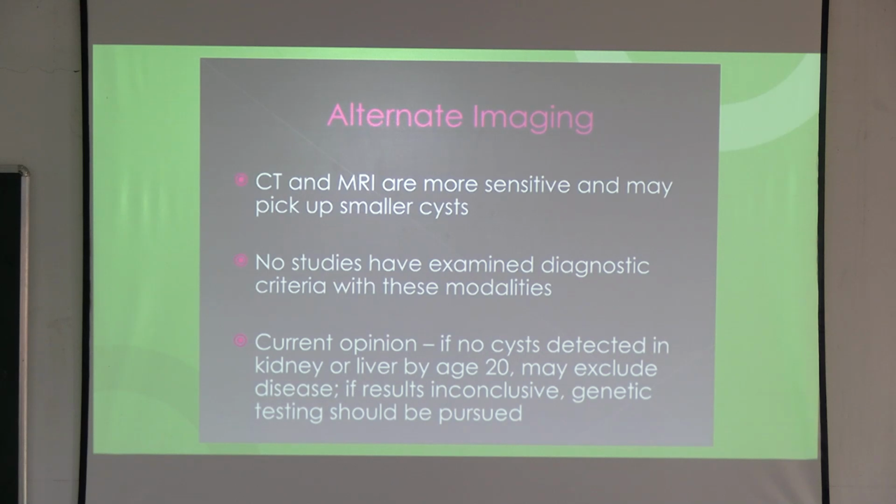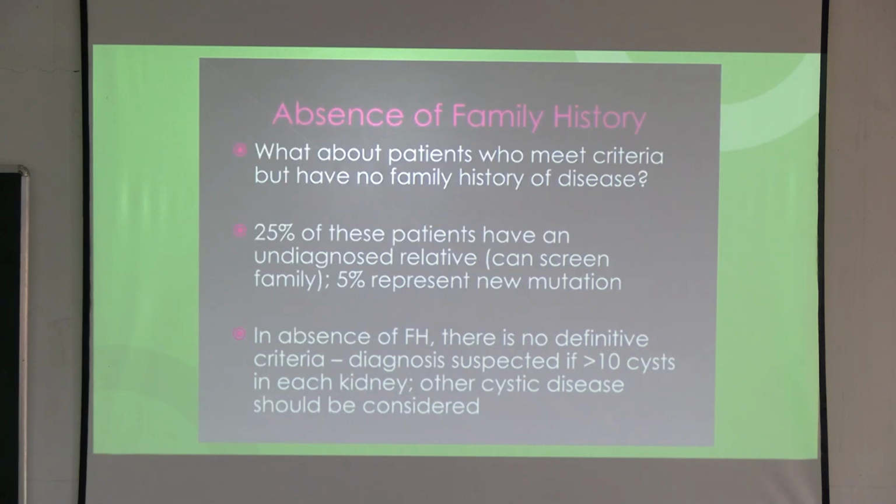So at the age of 20, if there is no detectable cyst in both kidneys, it may exclude the disease. But if results are inconclusive, genetic testing should be done to look for defects in these two genes, polycystin 1 and polycystin 2. Okay, absence of family history. What about the patient who meets criteria but has no family history of the disease?